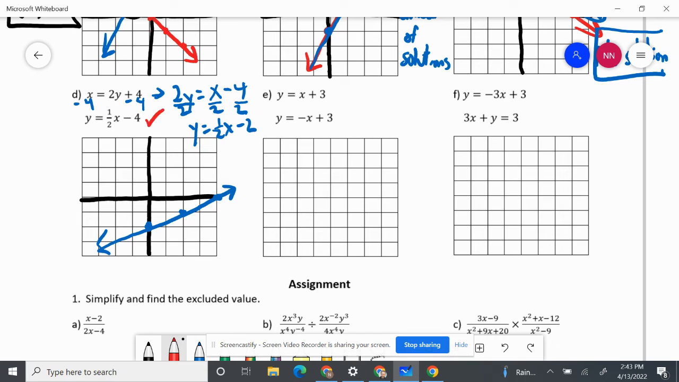For the second one, my y-intercept is negative 4. I go up 1 over 2, up 1 over 2. And what I see is two parallel lines, they don't cross. So my answer is no solution.